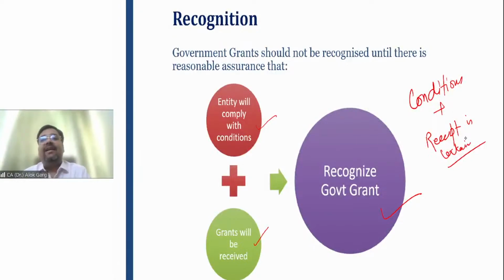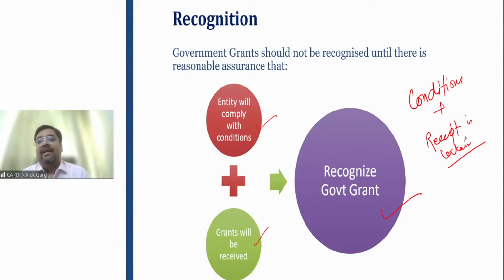At the end of the second year, the entity has already employed a sufficient number of people, and there is a reasonable assurance that the entity will be able to meet this condition, right? They have already employed 700, 800 odd people, and looking into the scale and size of the operations, they will be able to offer employment to another 200 or 300 people in the next 1 year.